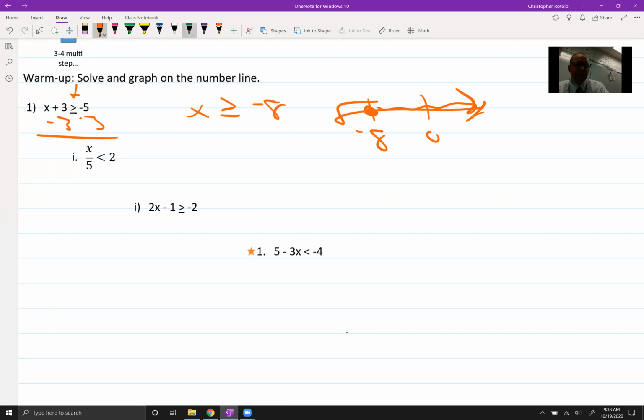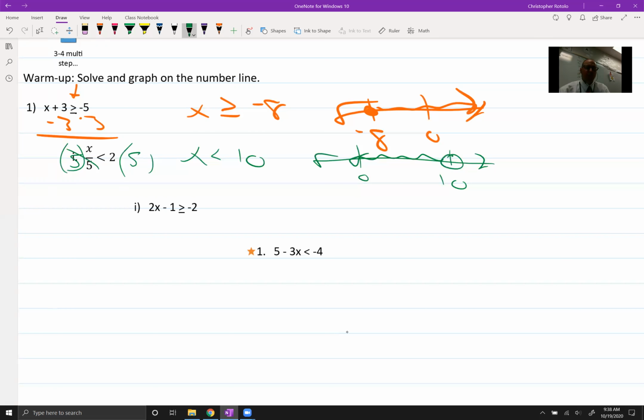The next one, very similar in our warm-up progression here. If x is being divided by 5, we're going to multiply by 5 on both sides. So x is now less than 10. Okay, so here's 0, here's 10. Now this time, since it cannot be equal to, we're going to leave this open, and x is less than 10. So you can see these one-steppers, there's not too much work to them.